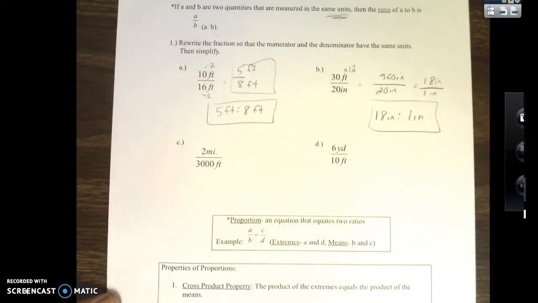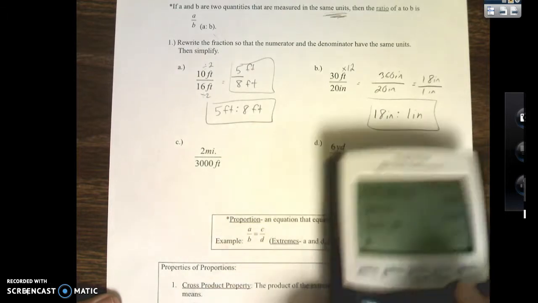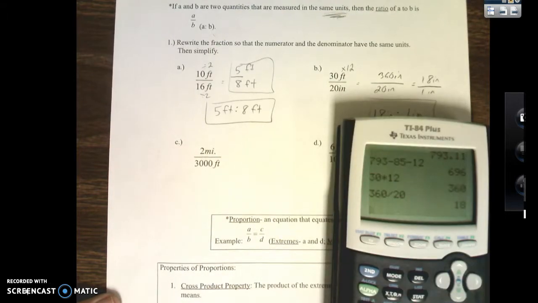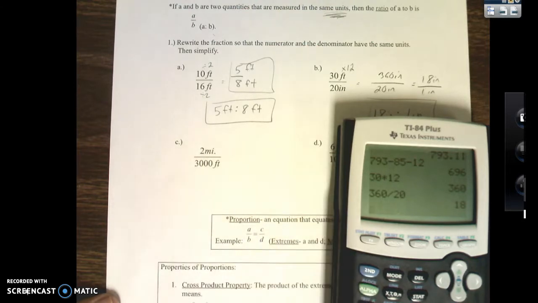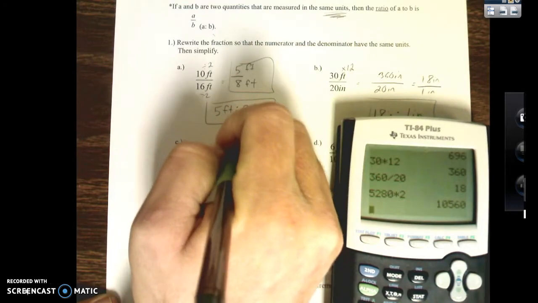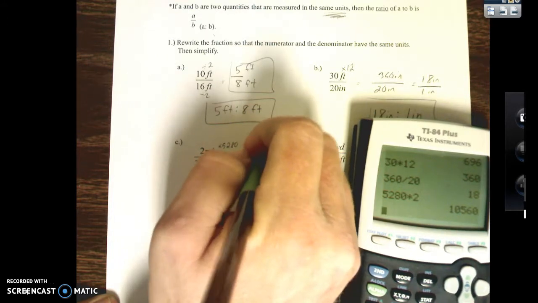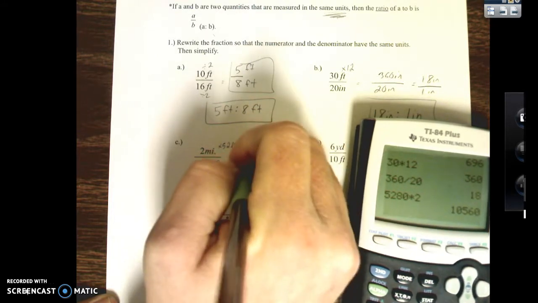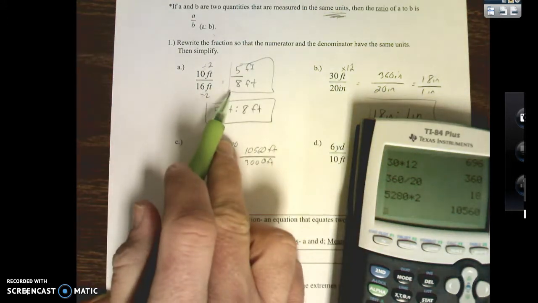Okay. Part C, what does 2 mi stand for? That's 2 miles over 3,000 feet. Well, how can I figure out how many feet are in a mile? You can Google that. You're going to find out there are 5,280 feet in 1 mile. So I have 2 of them, so we end up getting 10,560 feet over 3,000 feet.